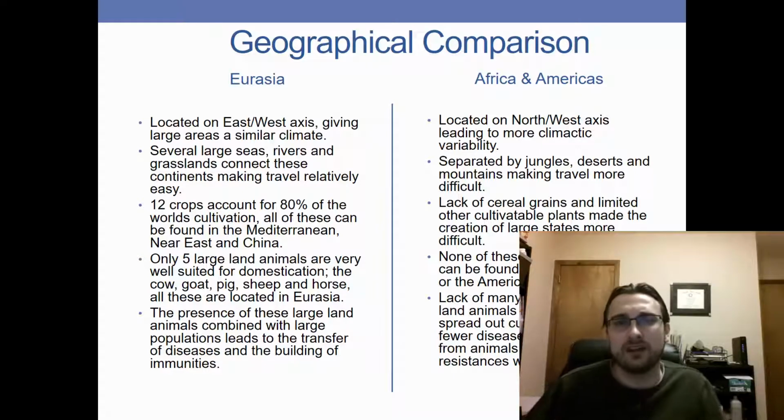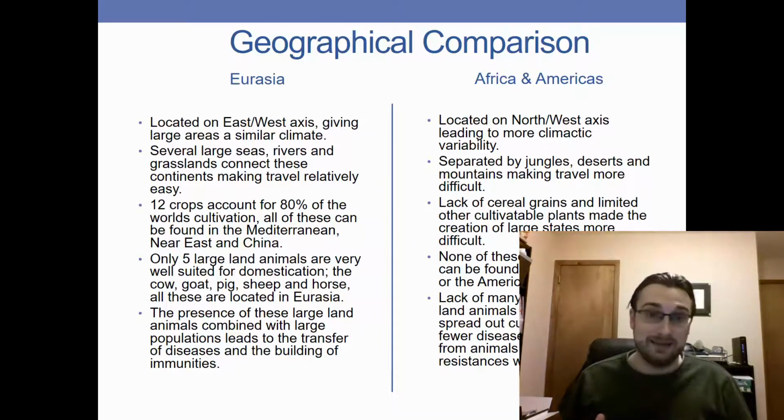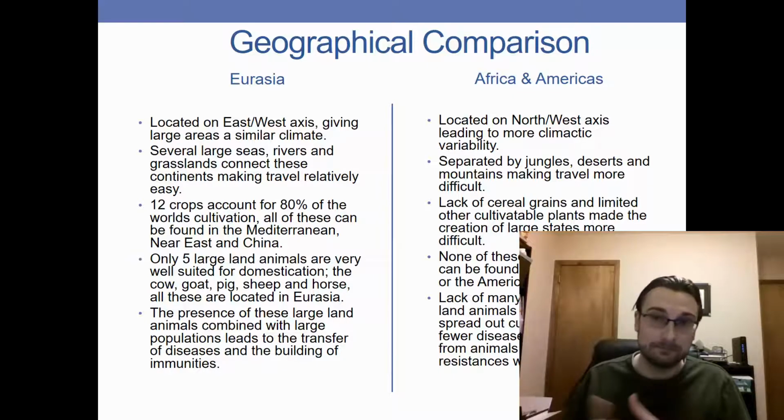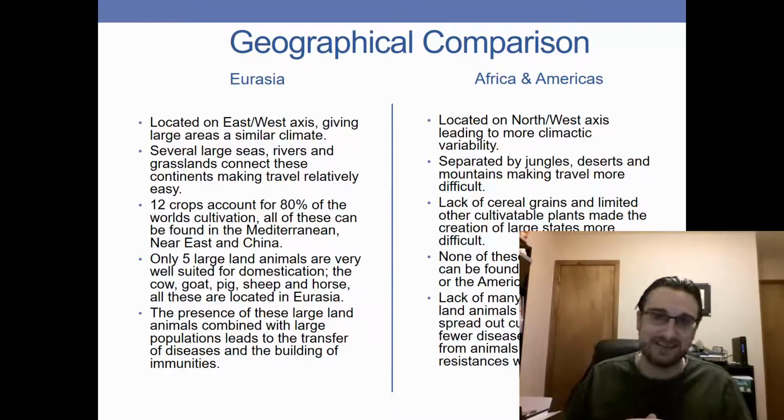Looking at our little comparison here, the first thing to really take a look at and keep in mind is the axes, generally how the continents are laid out. Whereas Eurasia is on an east-west axis, North America and Africa are on a north-south axis.